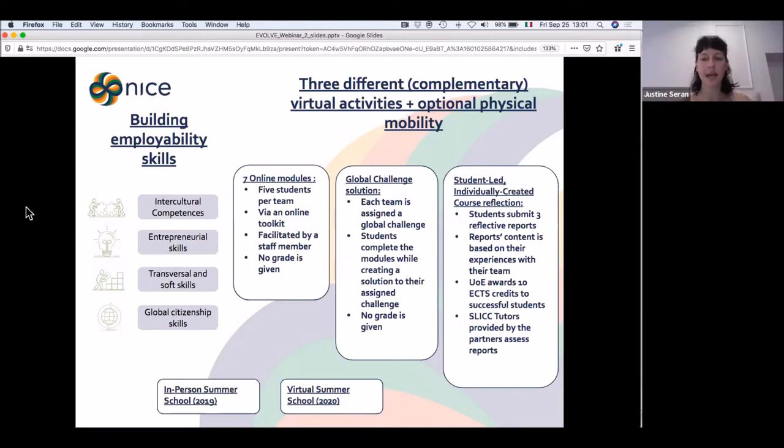We also designed a pathway to obtain an academic credit. So students who volunteered could undertake what we call a SLIC, student-led individually created course. They had to submit reflective reports, reflecting on their experience of collaboration, and academic staff would assess those reports. If they were successful, we awarded them 10 ECTS credits, which our students could get directly. And as you know, with exchange, our partner institutions would translate that credit. So that's how we offered the opportunity to get credit for the program.